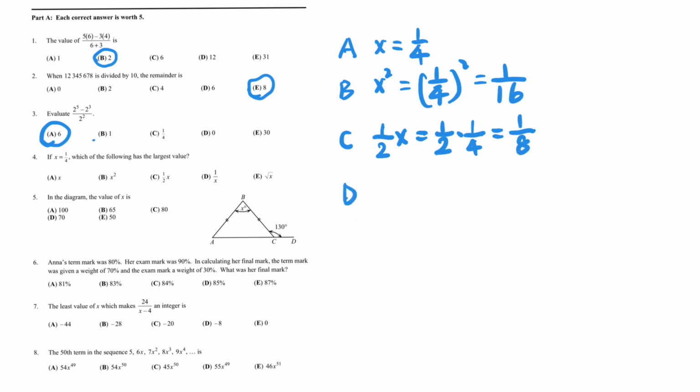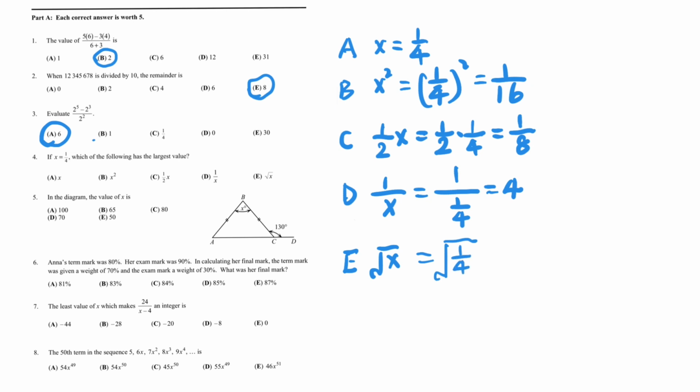D is 1 over x. That means 1 over 1 over 4, the reciprocal of 1 over 4, that's 4. And E is the square root of x. That means the square root of 1 over 4, so that's 1 over 2. So the largest value is 4. So the answer is D.